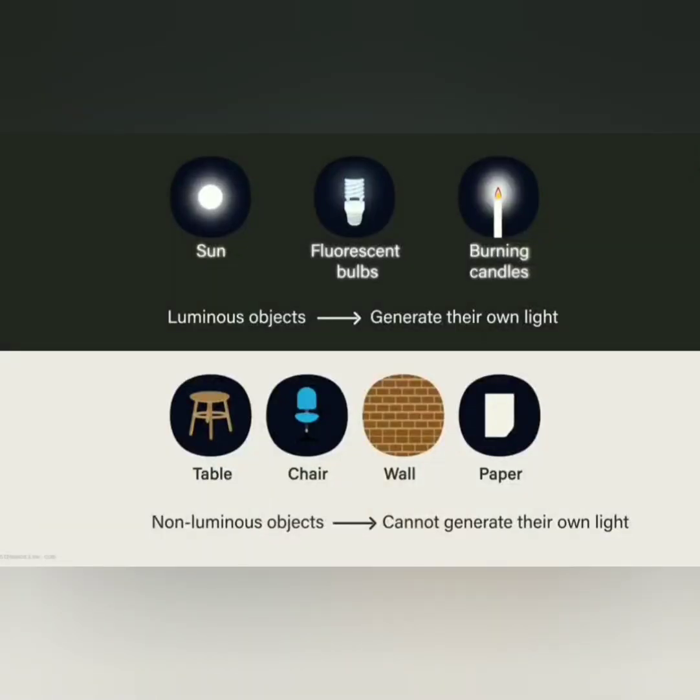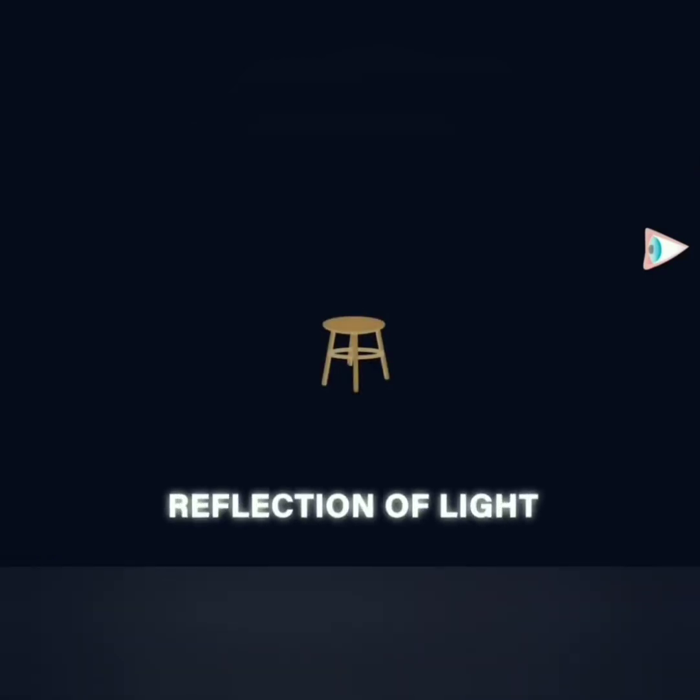But I just told you that we see objects around us because of the light coming from them. And if objects like these cannot generate light, then how come we are able to see them? We are able to see them because of the reflection of light. These objects reflect the light to our eyes.